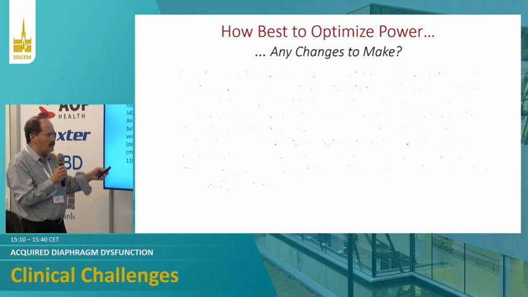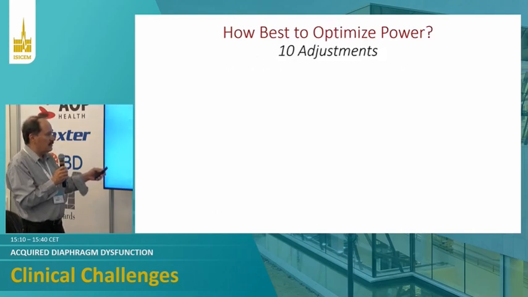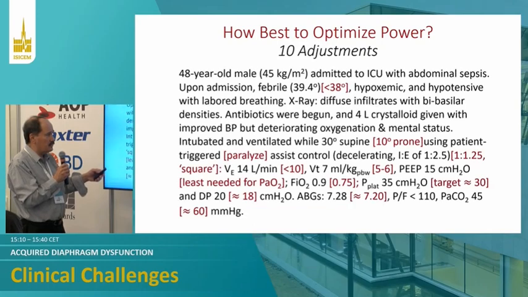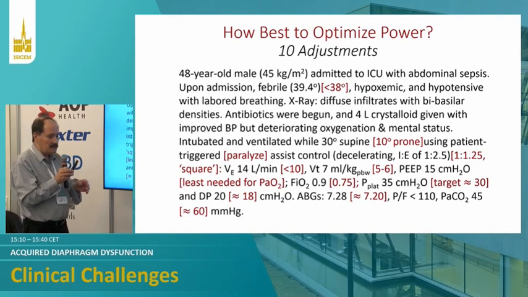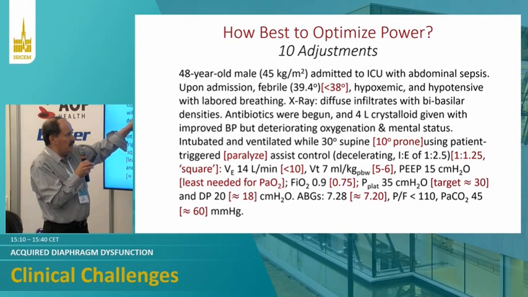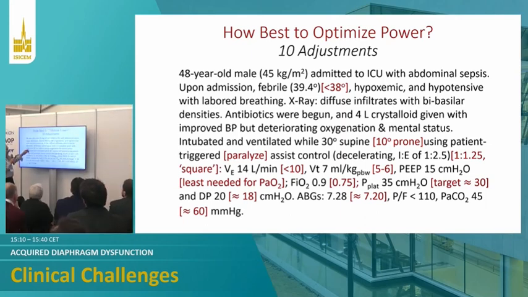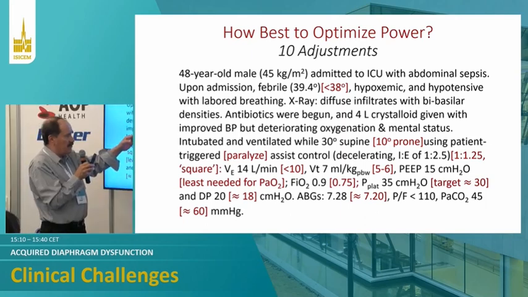And as we look through this, we can say that there's at least 10 adjustments that we can use. You may disagree with me, and I hope you do, but you've got a very heavy-set guy admitted to the ICU with abdominal sepsis. Upon admission, he's febrile to 39.4. You need to bring that down to less than 38 if you can to reduce the demands. He's got diffuse infiltrates with bibasilar density. Antibiotics begun, that's good. You volume resuscitated him, that's good.